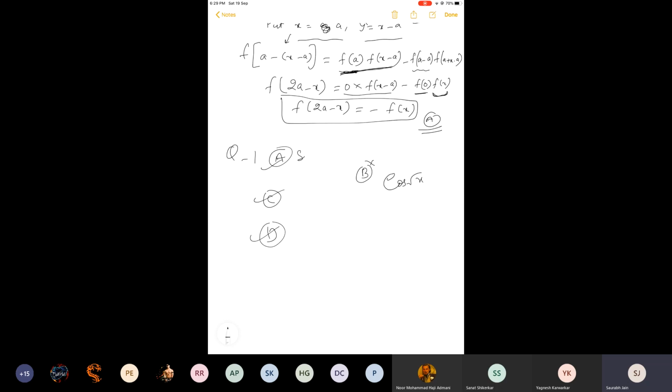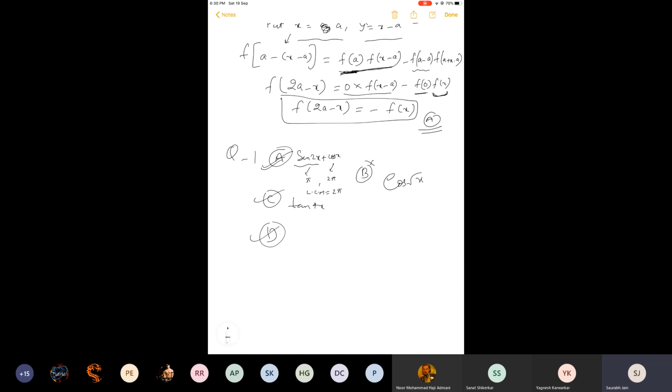See, sine 2x plus cos x. You want to check whether it is periodic or not. What is the period of this function? Pi, because sine x has period 2 pi, so sine 2x will be 2 pi upon 2. Cos x has period 2 pi. We can find the LCM. The LCM does exist, that will be 2 pi. So A is periodic.